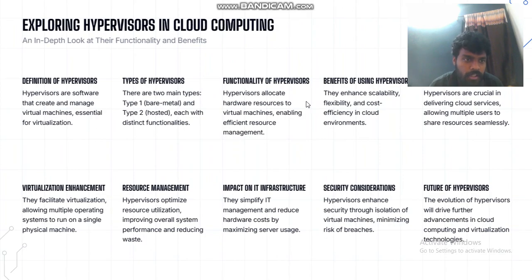Hypervisors are software that create and manage the virtual machines essential for virtualization. That is, it is nothing but software which manages the virtual machines. There are two types of hypervisors, type 1 and type 2. Type 1 is bare metal and type 2 is hosted, each with distinct functionalities. The functionalities of hypervisors allocate hardware resources to virtual machines, enabling efficient resource management. That is, its main functionality is managing the resources efficiently among the virtual machines.